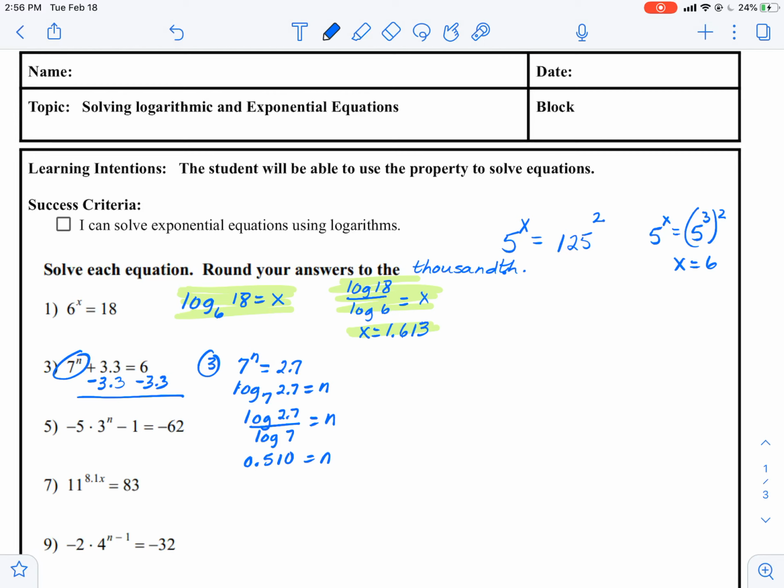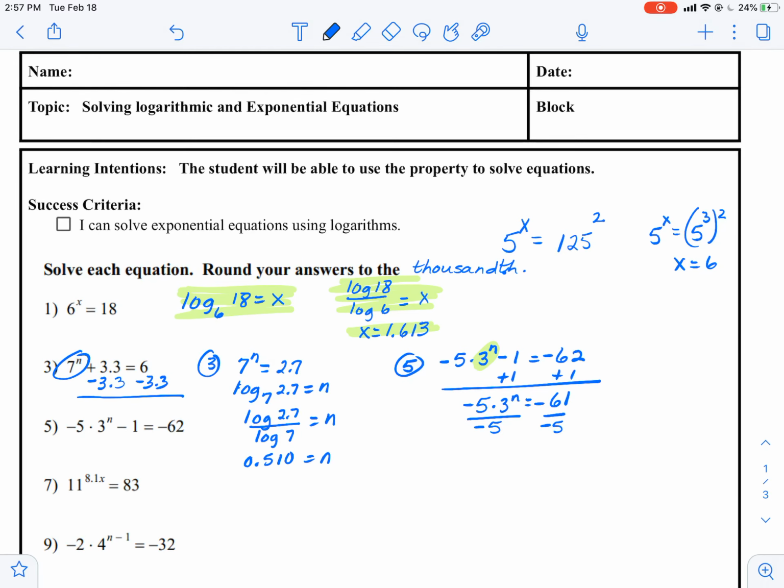Now those are kind of scrunched together, so I'm just going to come over here to the side and do number 5. Just like any equation that we do, we are solving for the function piece of it. That is the function right there, 3 to the n. When we go to solve this, I need to get rid of the 1, so plus 1 to both sides. That would be a negative 61. I'm going to divide by the negative 5.